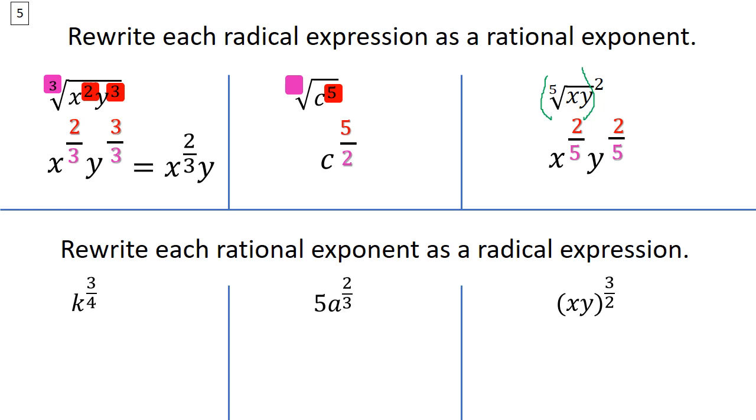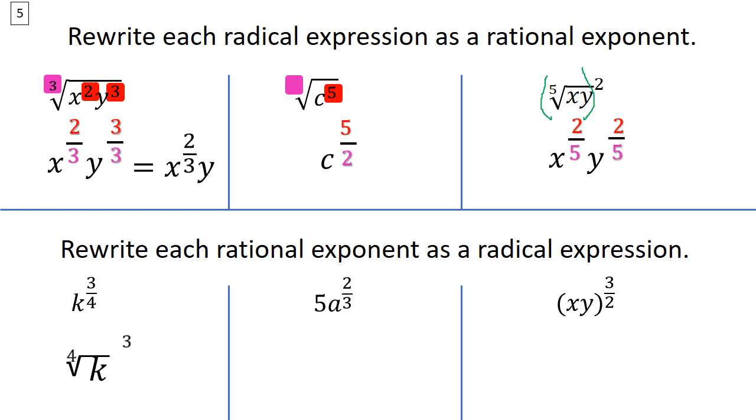Well, the bottom problems go the other direction. So k to the 3/4, that 4 is going to become our index, that 3 is going to stay an exponent, and that 3 can go inside or outside the radical, doesn't matter. Now I say doesn't matter, it doesn't matter because there's only one thing inside this radical. Remember, there is a difference when there's two things inside.